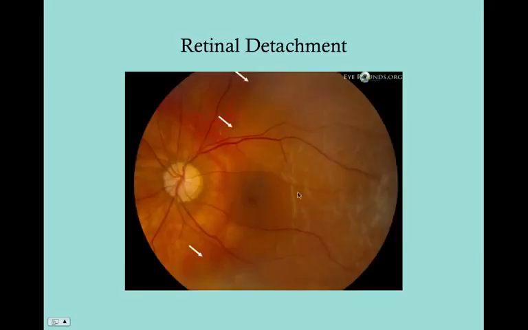Here's another one. This is another bullous detachment, and this one again is getting close to the macula. Apparently it's actually affected the macula, but I only see it here, so. Oh no, it's right there. Okay, so this actually has affected the macula.